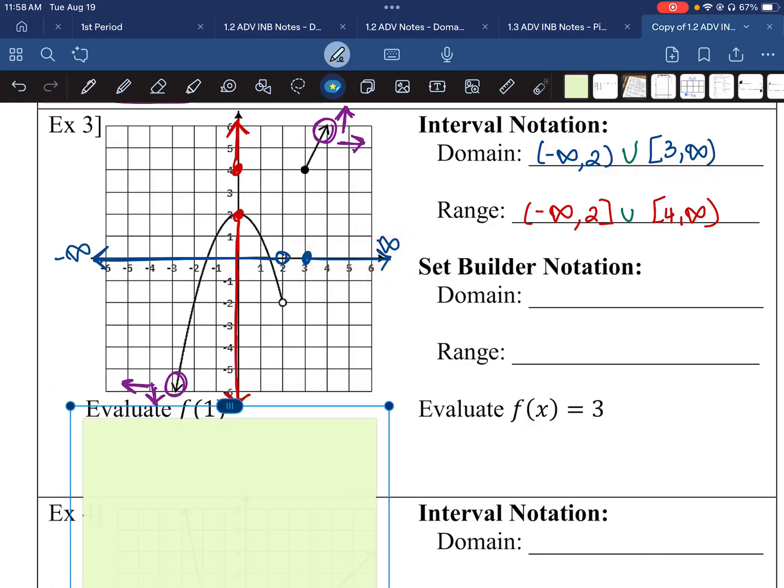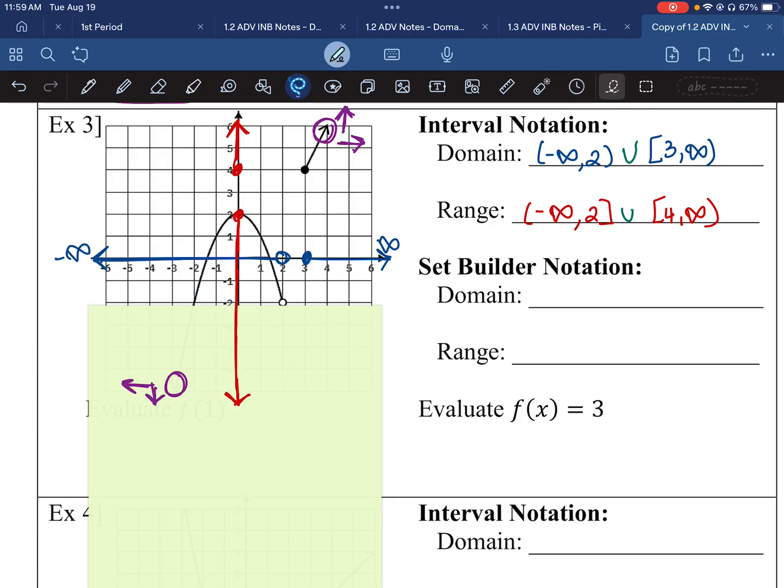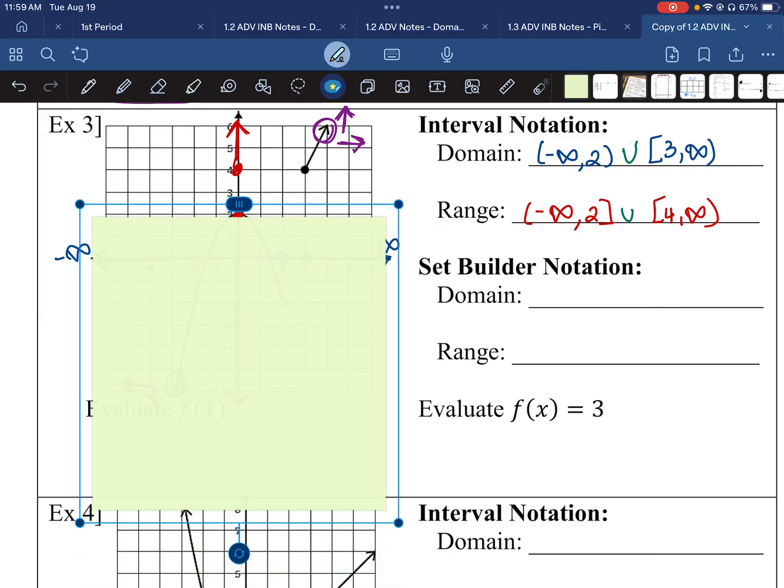Range is very similar. Start at the bottom. We have -infinity and we move up. We should not have stopped at -2 because yes, even though this is an open circle, this closed circle actually fills in the gap. So we don't need to stop. And then we go up to 2.